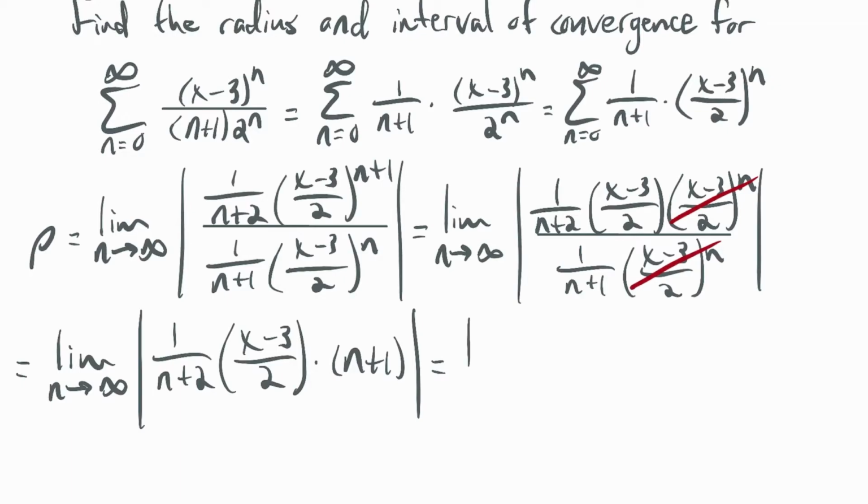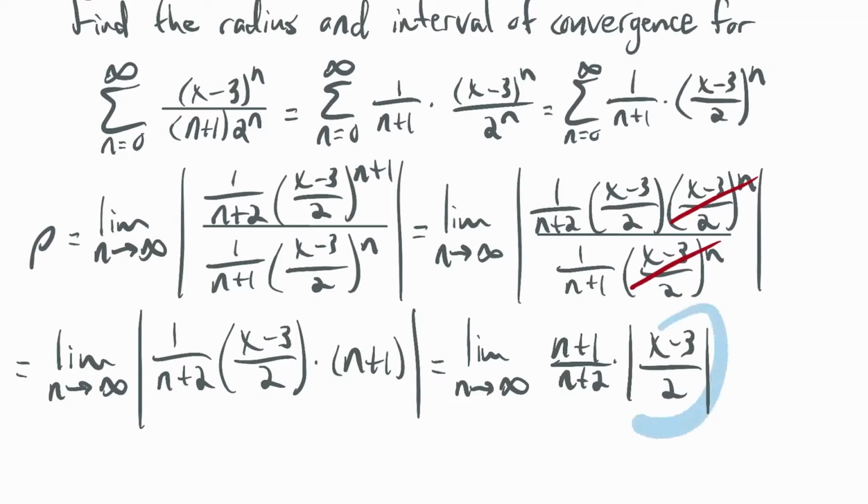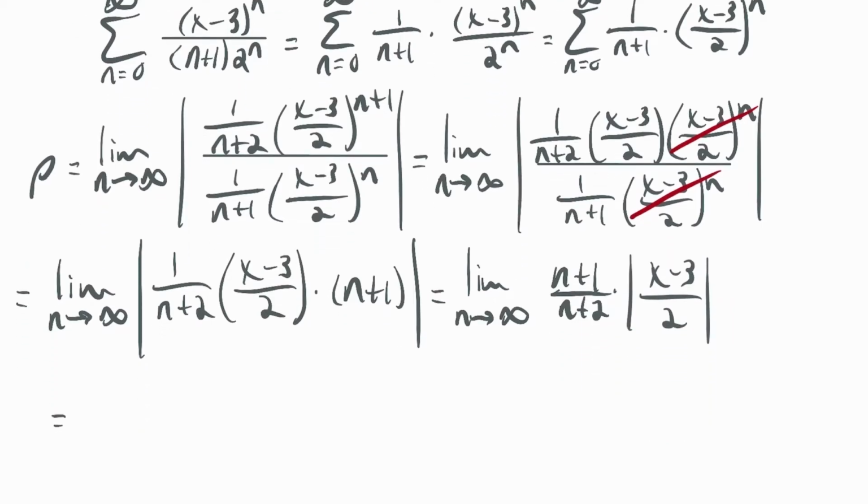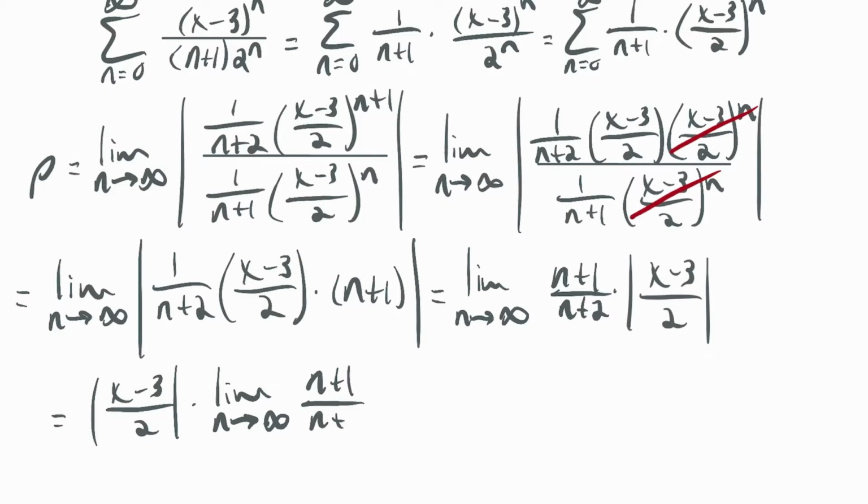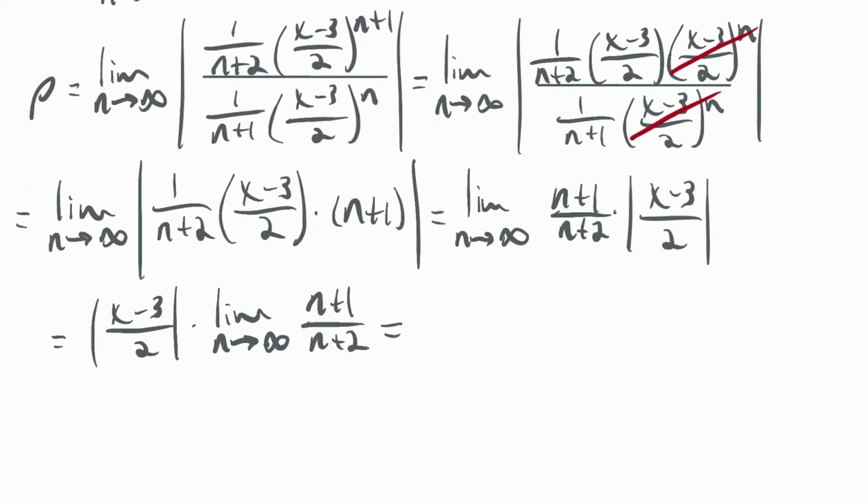So I can rewrite this as the limit as n goes to infinity of (n plus 1) over (n plus 2) times the absolute value of (x minus 3) over 2. And again, this factor is seen as a number by the limit, so it can move out in front. So this equals the absolute value of (x minus 3) over 2 times the limit as n goes to infinity of (n plus 1) over (n plus 2). Now, you might see what's going to happen next.